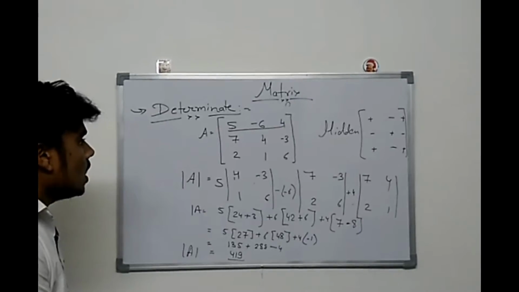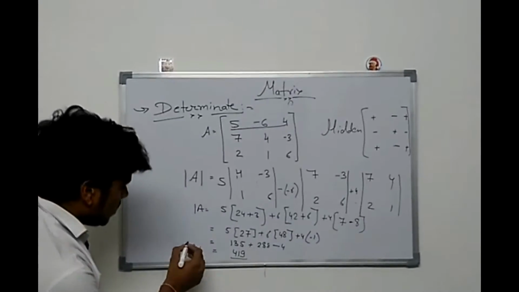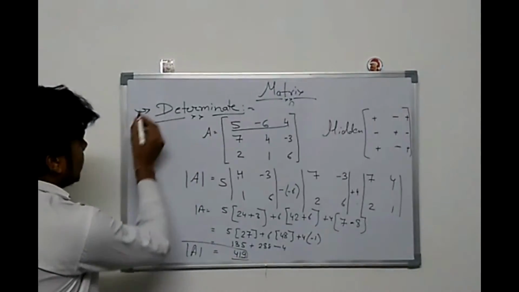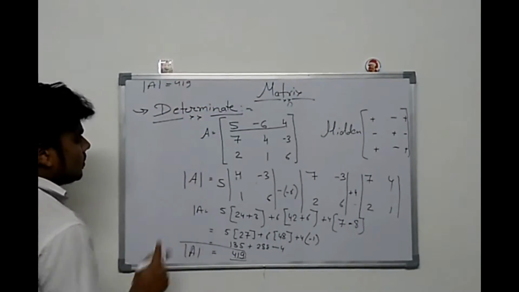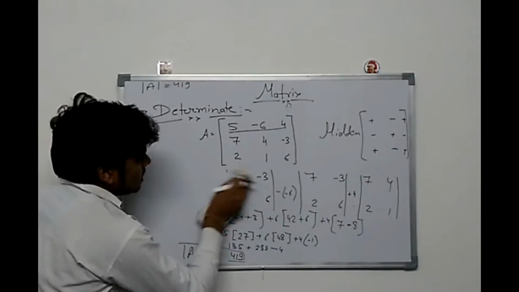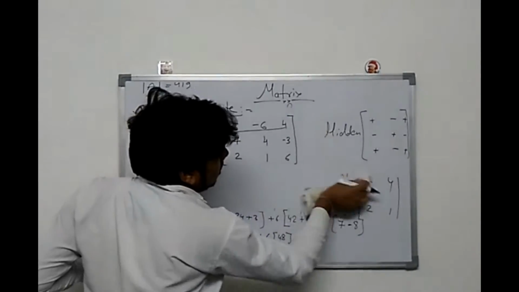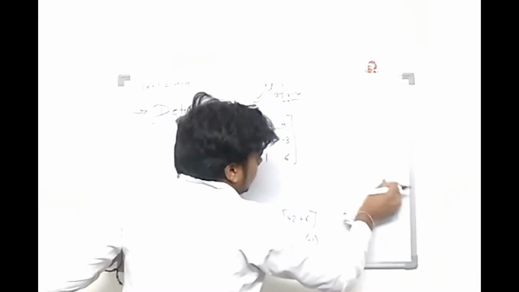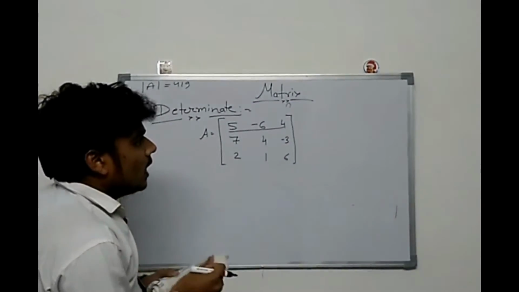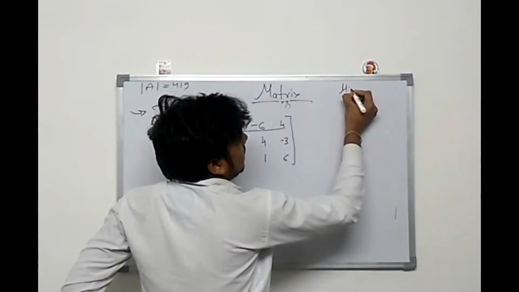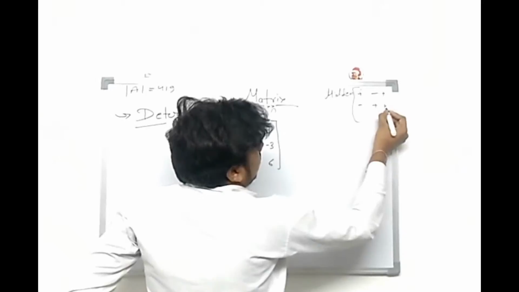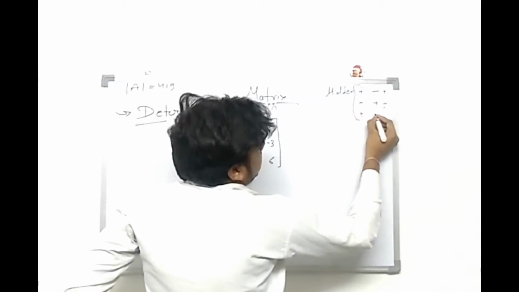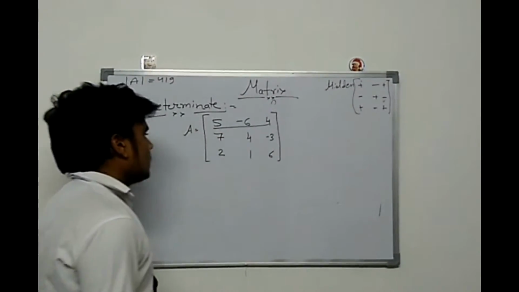Then we talk about the adjoint. We just write the value on the upper side. The determinant is 419, and we write it with the circular determinant symbol. The hidden signs are placed on the upper side: plus minus plus. It's okay.